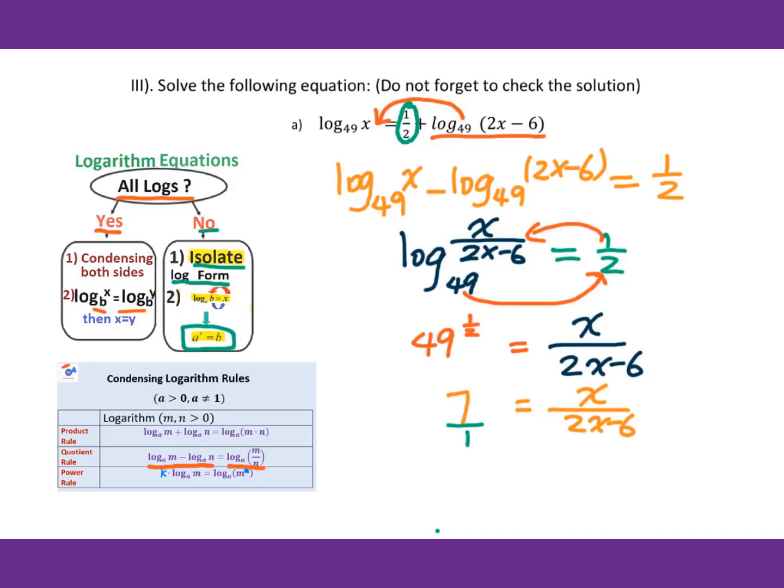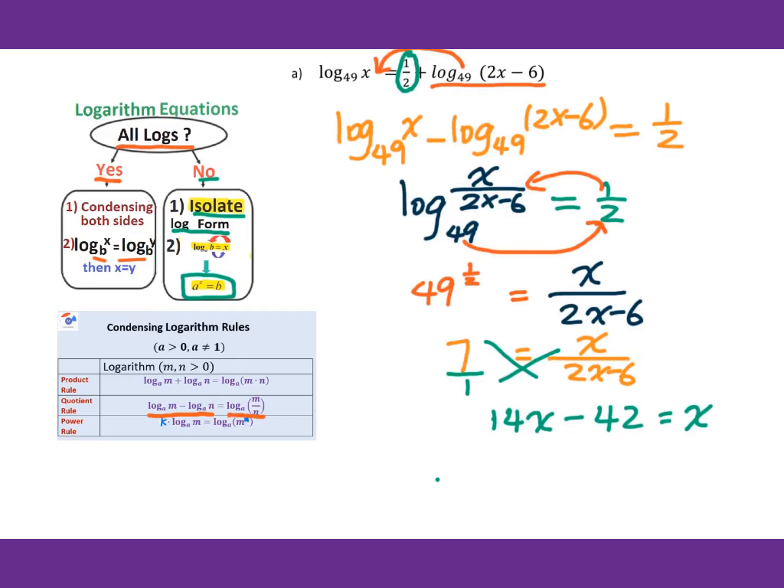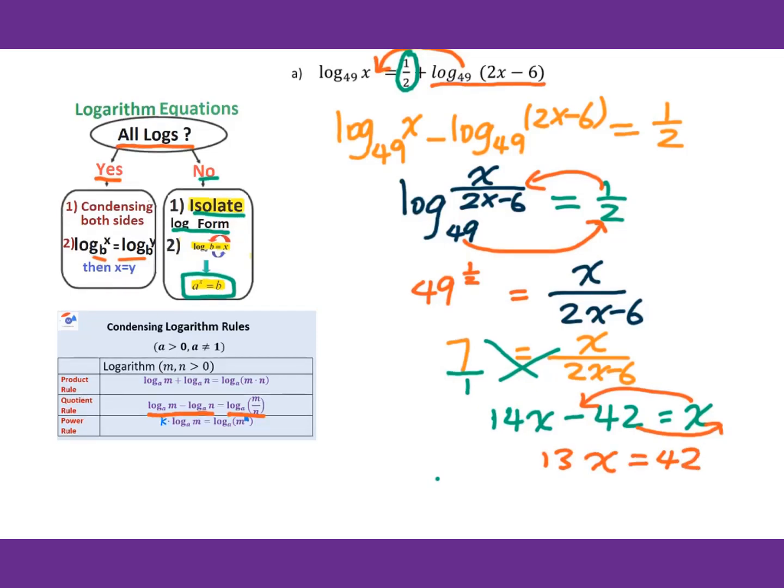Then we have over 1, cross multiply. 7 times 2x, that's 14x. 7 times negative 6, that's minus 42, equals x. So we solve this linear equation. Subtract the x from both sides. You will get 13x equals 42. Divide by 13 on both sides. You will get x equals 42 over 13.